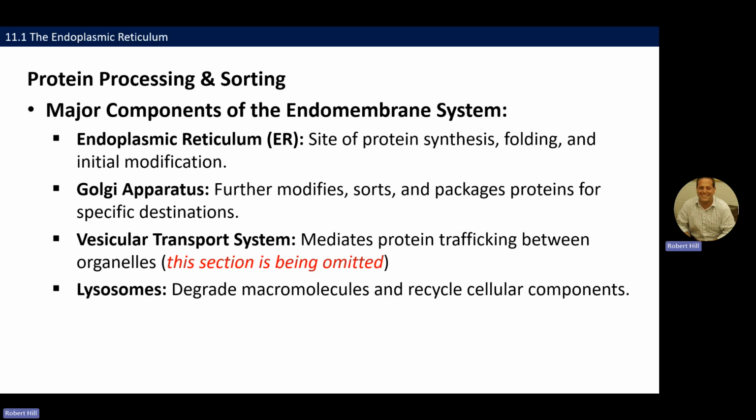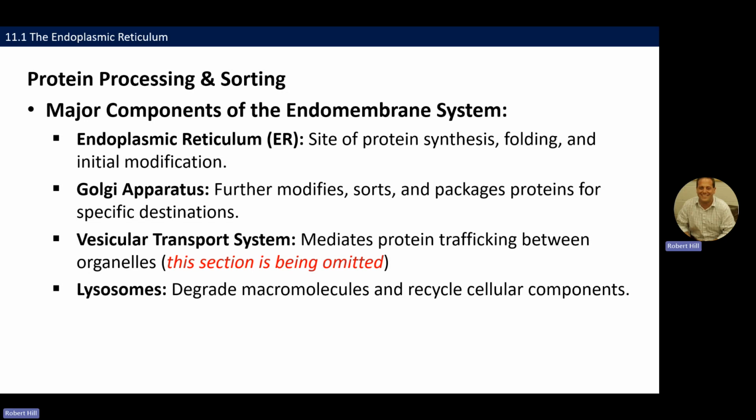And then also the lysosomes. Lysosomes are an important component of the endomembrane system as well. So their overall role, the ER is generally where the proteins are synthesized, because if the ribosome is associating with it, we say it's being made in the ER. The ER is responsible for folding, some early modifications like the production of disulfide bonds or N-glycosylation.